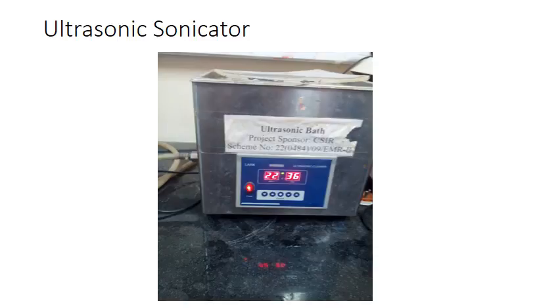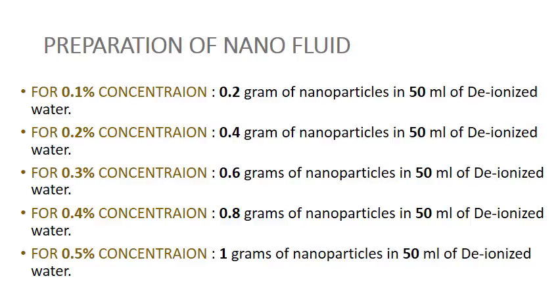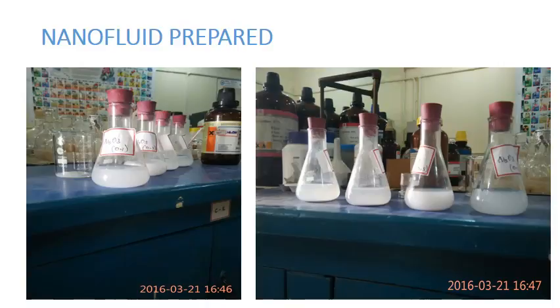It is an ultrasonic bath. You can see at 22 degrees we have mixed the particles in water. This is the preparation of nanofluids, how we prepared them based on the calculation. The 0.1 concentration contains 0.2 grams of nanoparticles and 50 ml of deionized water. And you can see the 0.2, 0.3, 0.4 and 0.5 concentrations based on the weights and 50 ml of water. After preparing, as you can see here, the 0.1, 0.2 and 0.3 concentrations have been prepared, and this is called nanofluid.